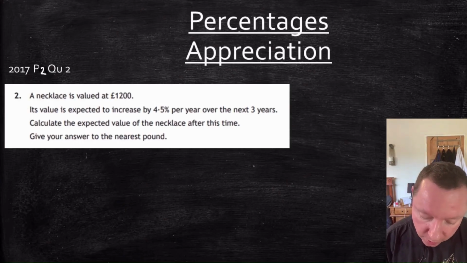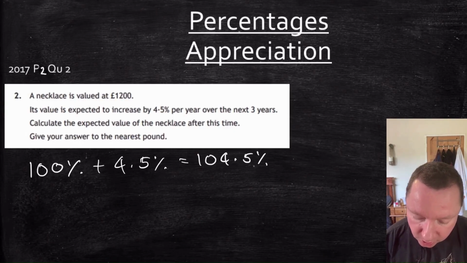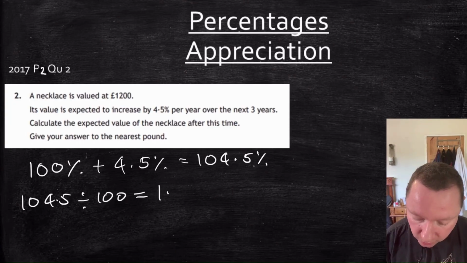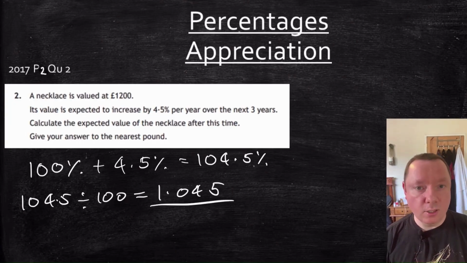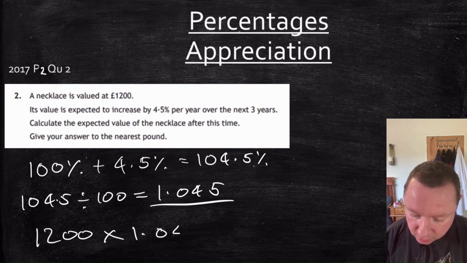So let's start the same way. Our multiplier: 100% plus 4.5% is 104.5%. Change that to a decimal by dividing by 100, which is 1.045. There's our key number. Use a calculator just to be sure. So then we take the money, 1200, times the multiplier to the power of the time, which is 3.